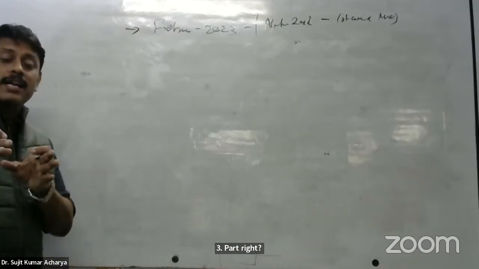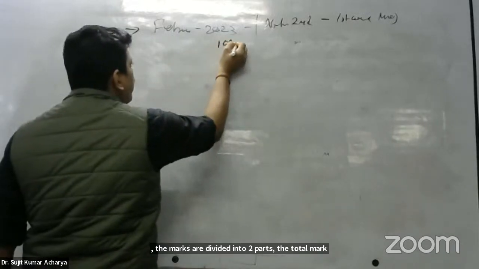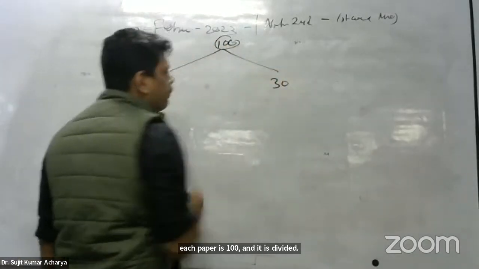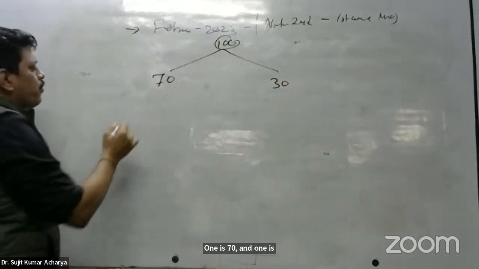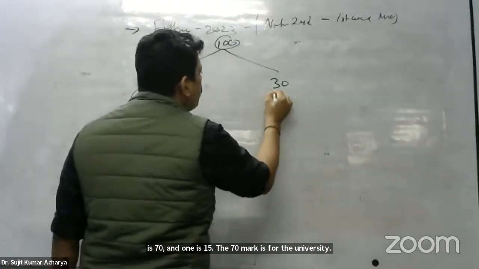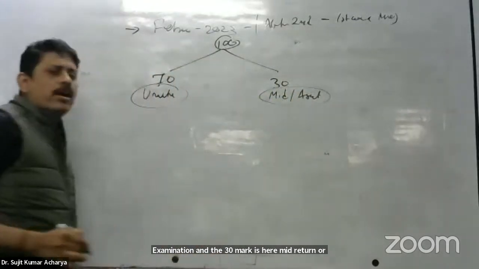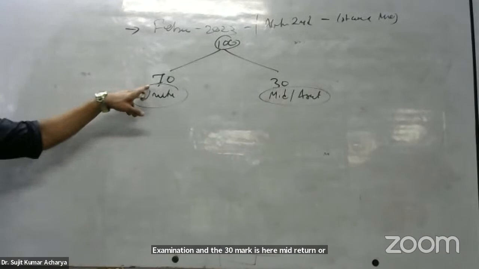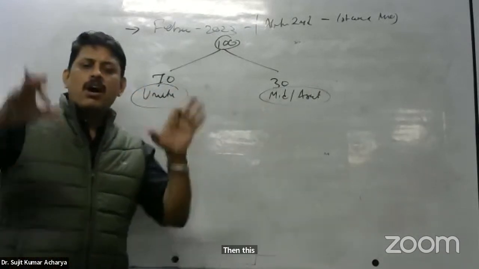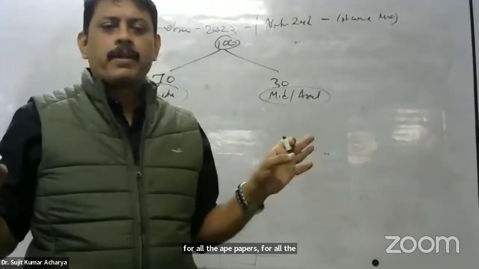Now, prior to that, the marks are divided into 2 parts. The total mark for each paper is 100, and it is divided into 70 and 30. The 70 marks are for the university examination, and the 30 marks are for your midterm or assignment. This 70 and this 30 pattern is common for all the 8 papers and for all the semesters, right?